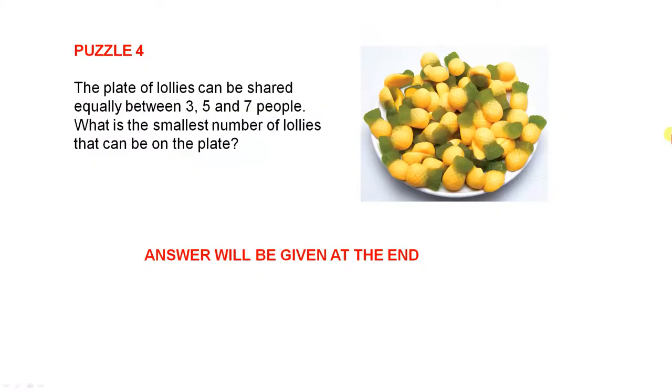Puzzle 4. The plate of lollies can be shared equally between 3, 5 and 7 people. What is the smallest number of lollies that can be on the plate? Answer will be given at the end.